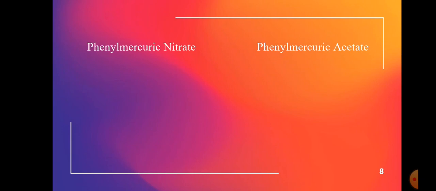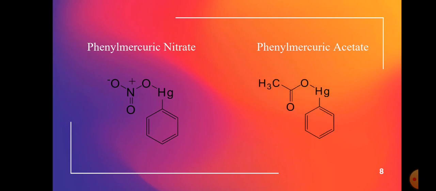Next comes phenyl mercuric nitrate and phenyl mercuric acetate. This is the structure for phenyl mercuric nitrate and this is the structure for phenyl mercuric acetate. Coming to the phenyl mercuric nitrate, it is a mixture of phenyl mercuric nitrate and phenyl mercuric hydroxide.